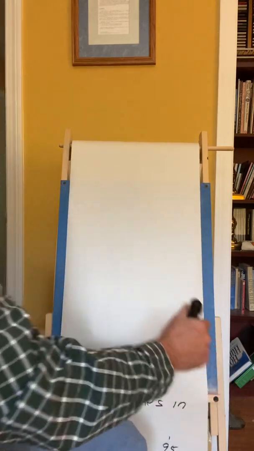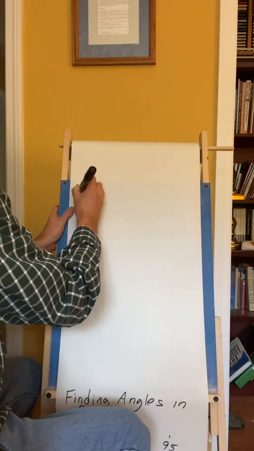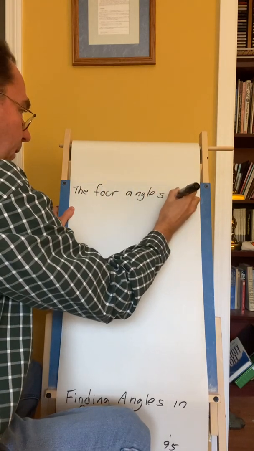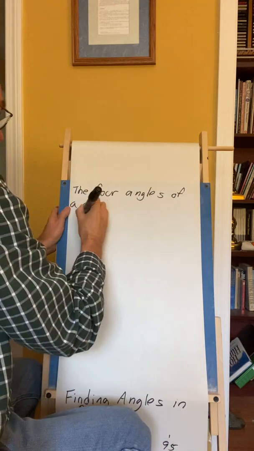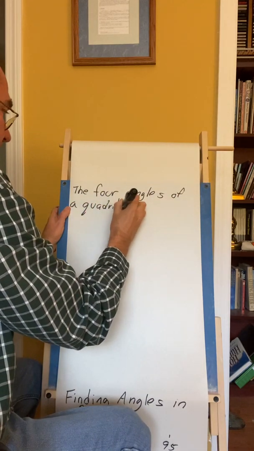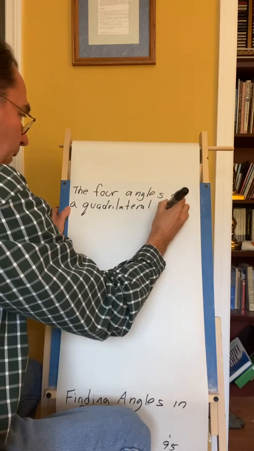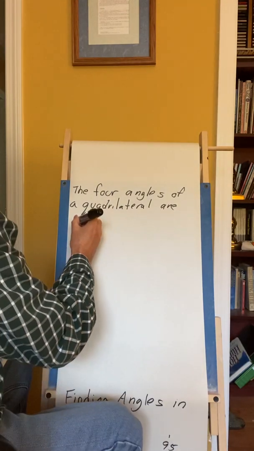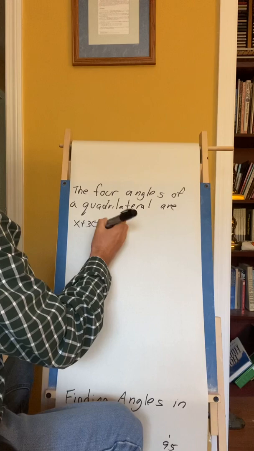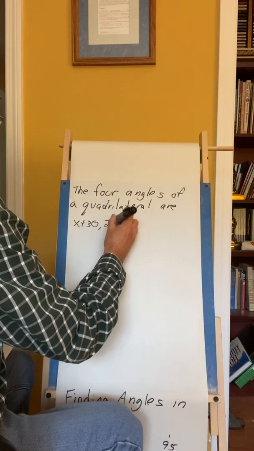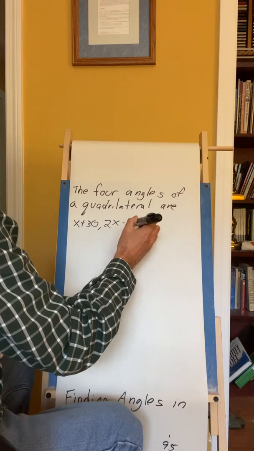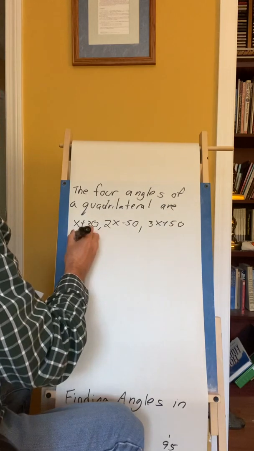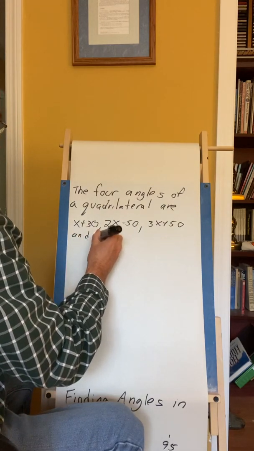Let's do another quadrilateral. The four angles of a quadrilateral are x plus 30, 2x minus 50, 3x plus 50, and 4x minus 70.